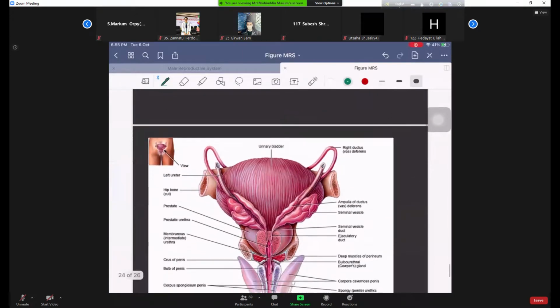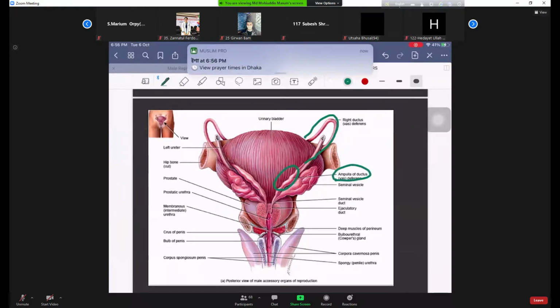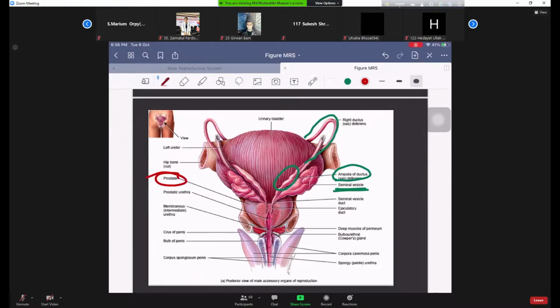Then, this is the posterior surface. So it will come over the urinary bladder, and ultimately it will form a dilated part. This dilated part is called the ampulla of the vas deferens. And there is another accessory gland here, that is the seminal vesicle. So the vas deferens will unite with the duct of the seminal vesicle inside the prostate, that is another accessory gland of the male reproductive system. And ultimately, secretion from the vas deferens, secretion from the seminal vesicle, and some secretion from the prostate will come out during ejaculation through the urethra. Okay, so this is the overall pathway of the sperm.